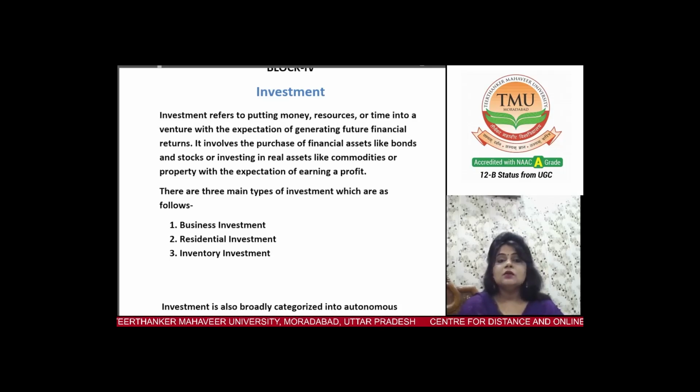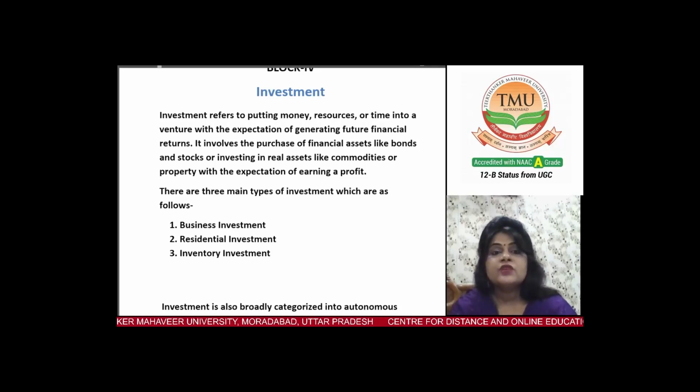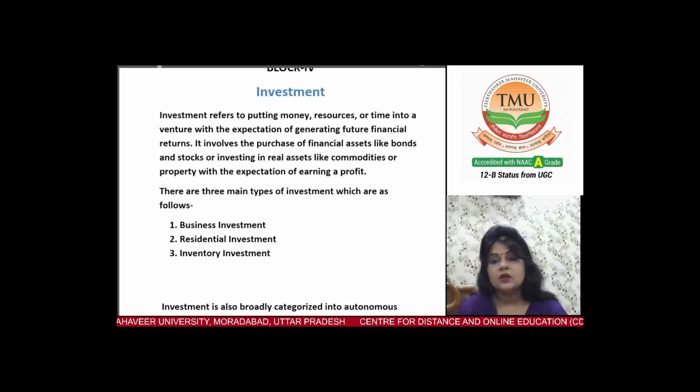There are three main types of investment, as you see on the screen: business fixed investment, residential investment, and inventory investment. First of all, business fixed investment.